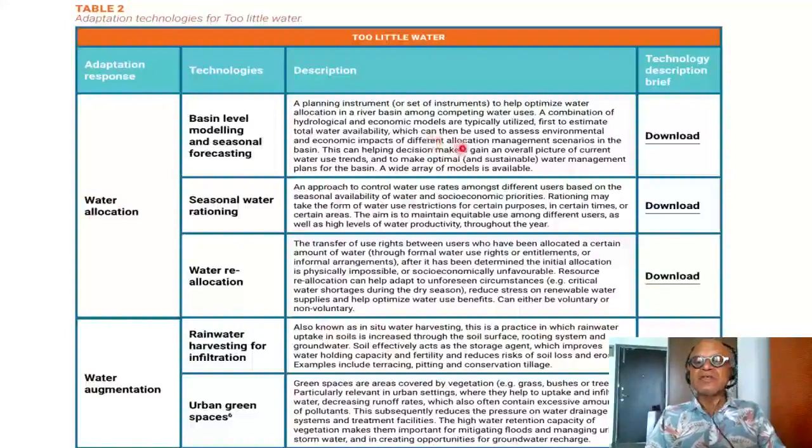A planning instrument or set of instruments to help optimize water allocation in a river basin among competing water uses. A combination of hydrological and economic models are typically utilized. First, to estimate total water availability, which can then be used to assess environmental and economic impacts of different allocation management scenarios in the basin. This can help decision makers gain an overall picture of current water use trends and to make optimal and sustainable water management plans for the basin. A wide array of models is available.